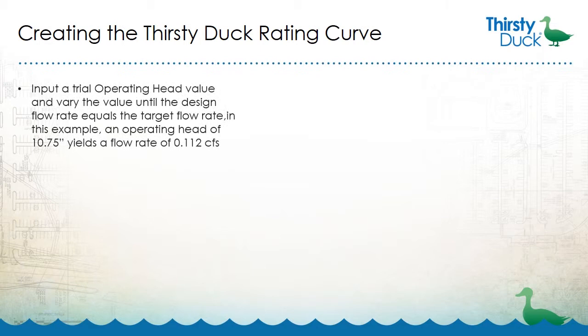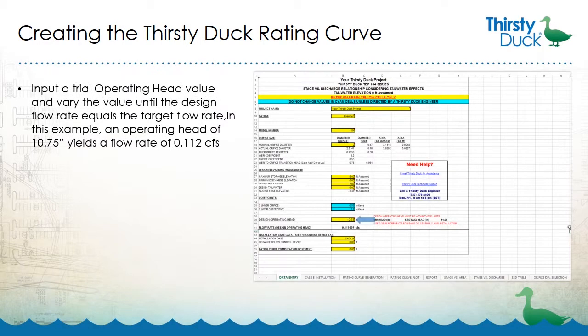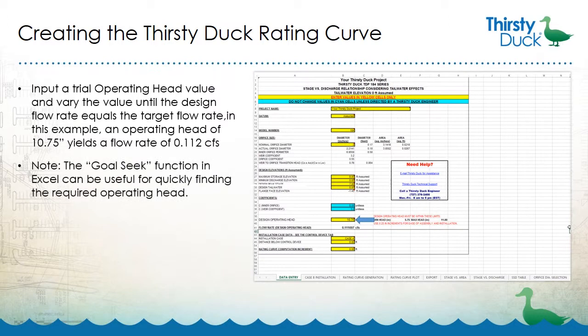Next, input a trial operating head value and vary the value until the design flow rate equals the target flow rate. In this example, an operating head of 10.75 inches yields the target flow rate of 0.112 CFS. Note: the goal-seek function in Excel can be very useful for quickly finding the required operating head. Thirsty Duck recommends rounding the operating head to the nearest quarter inch.